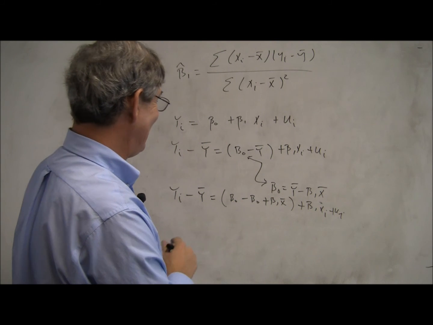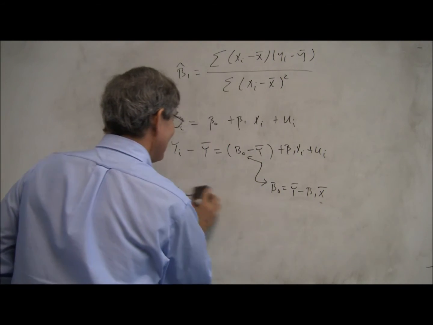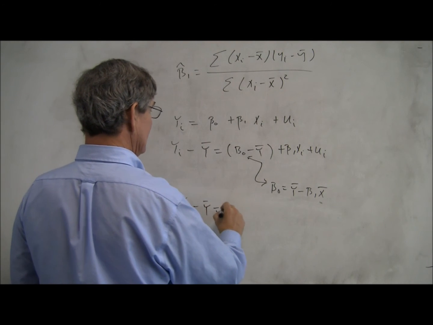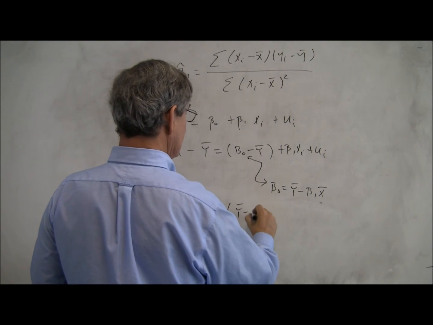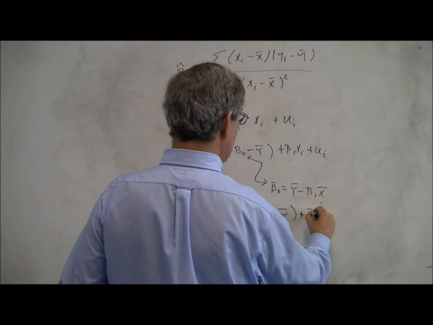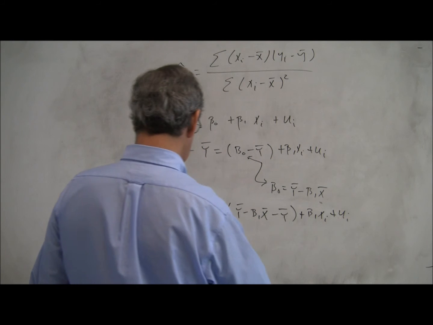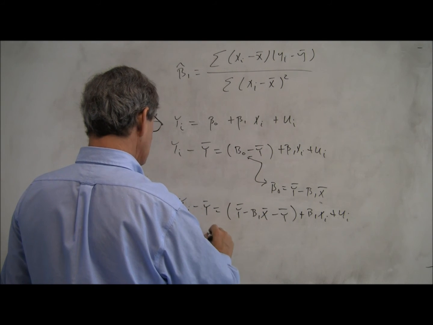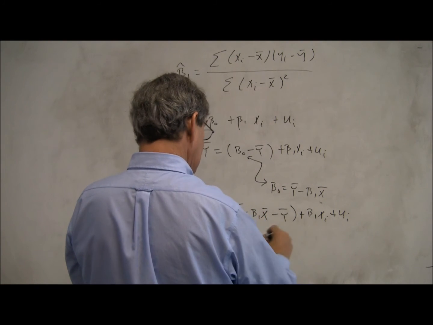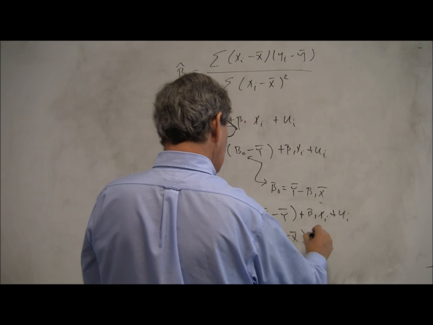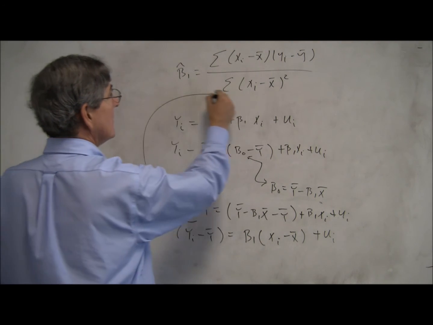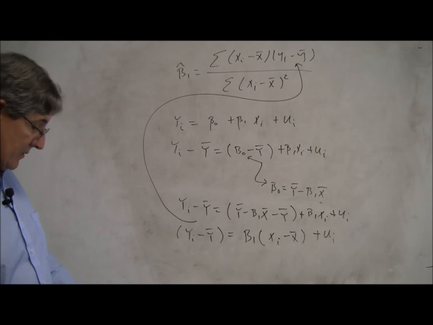Oops, I wrote that down wrong. Sorry about that. yi minus y bar is y bar minus beta 1 x bar, subbing for that, minus y bar, plus beta 1 xi plus ui. So yi minus y bar can be written as beta 1 times (xi minus x bar) plus ui. So I can plug that in for that term, and that's what I'm going to do next.